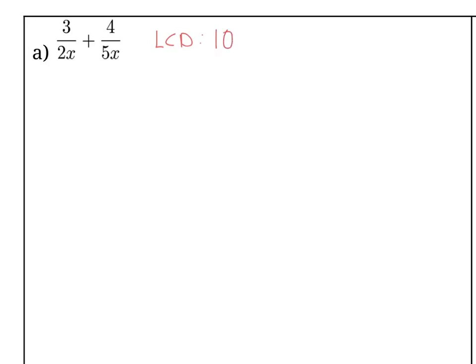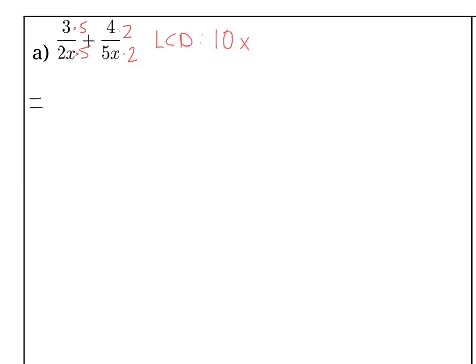And they both already have in common an x, so I know I can include that in my denominator. So just taking a mental check, can I create 10x from each of these denominators? Well, this one, 2x, just needs to be multiplied by 5. So I'm going to multiply this one by 5 and this one by 5, and we're going to get 10x. And this denominator just needs to be multiplied by 2, and multiplied by 2, and it's also going to create 10x.